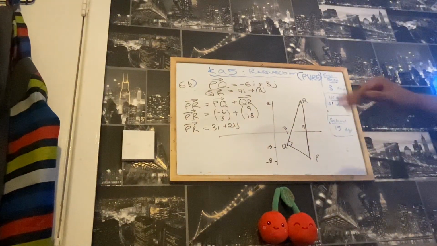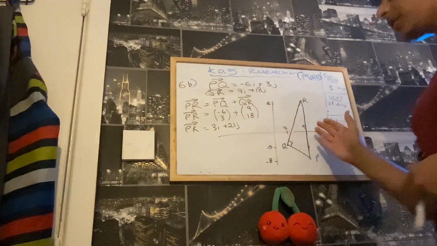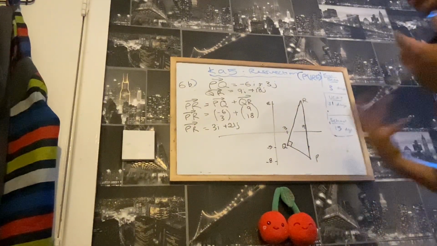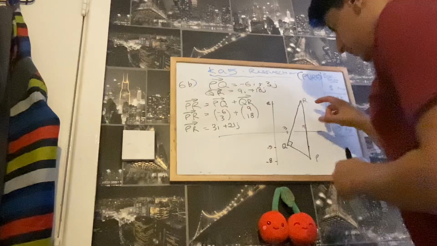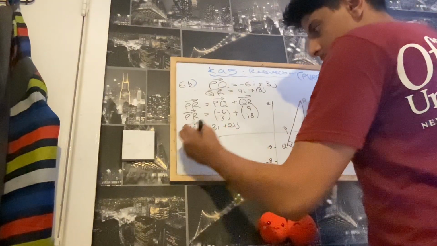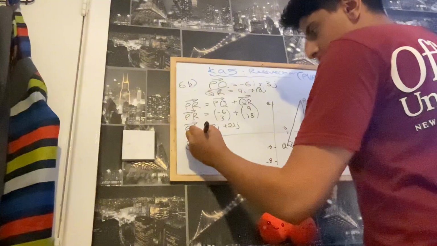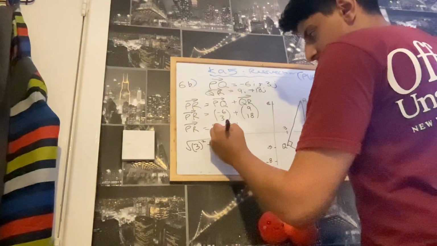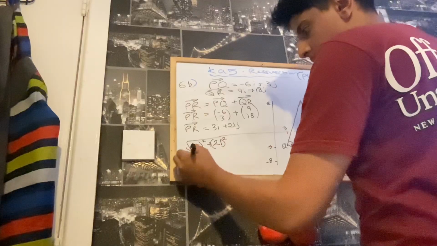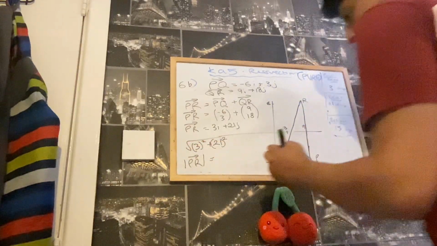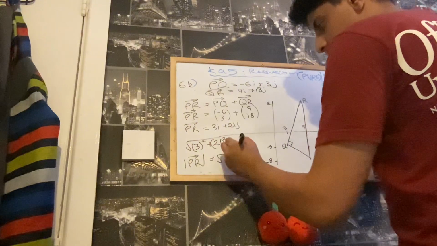To find the magnitude, we have to do Pythagoras again. Not confusing it with the Pythagoras we're doing here, but it's one of the rules with vectors to find the length. So to find this length PR, we do 3 squared plus 21 squared, which gives us PR equal to root 450.